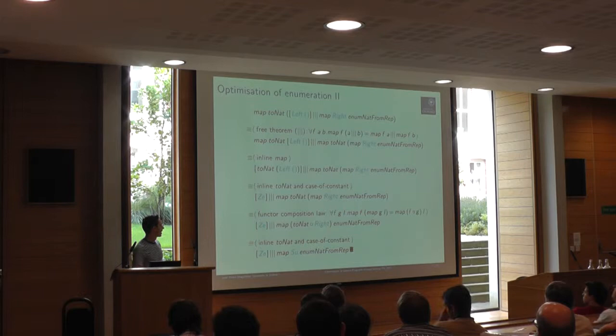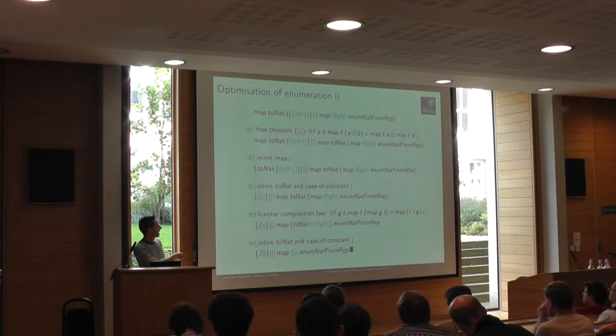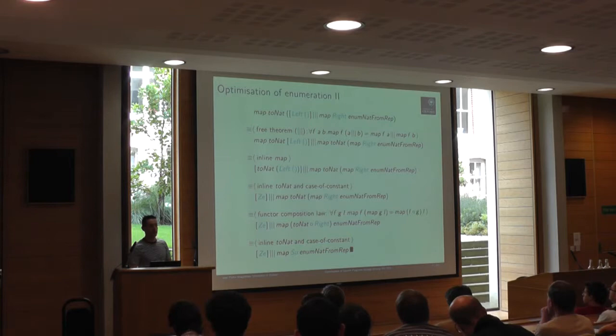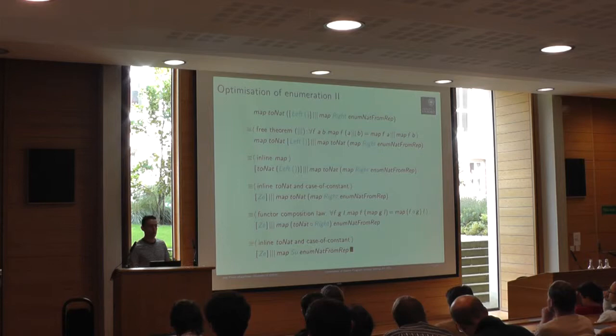On the right, we see a map applied to a map. We can fuse these two maps by using the functor composition law. And then we get a single map of toNat composed with right. And if we now inline or replace toNat by its definition, then it's a right, so we can perform the case analysis, and that rewrites directly to the successor constructor. And we're done. This function here is the type-specific function on naturals, and there are no more sums, units, anything. It's fully type-specific.